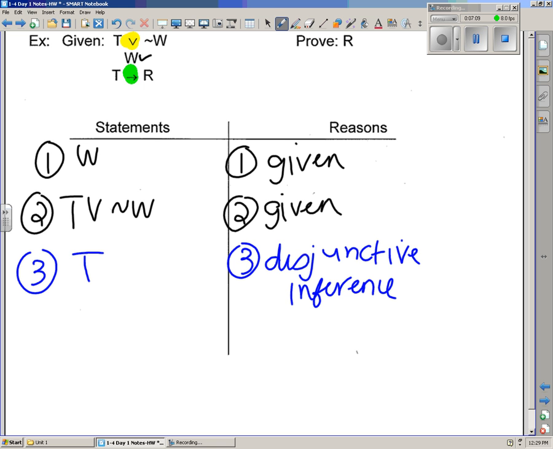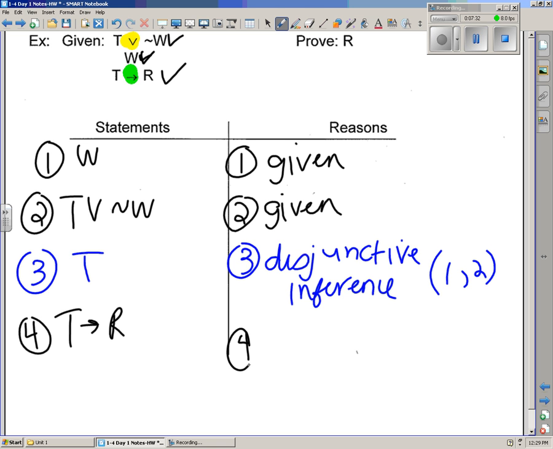I didn't write law of this time, that's okay, but I do write that it came from lines 1 and 2. So in terms of givens, we happen to use the single W here, and we happen to use that one. Well, now I'm left with this single letter. What am I going to do with it? Well, I have another given. So I'm going to go back up, and I'm going to use my last given. If T, then R. It's a conditional. It's given.